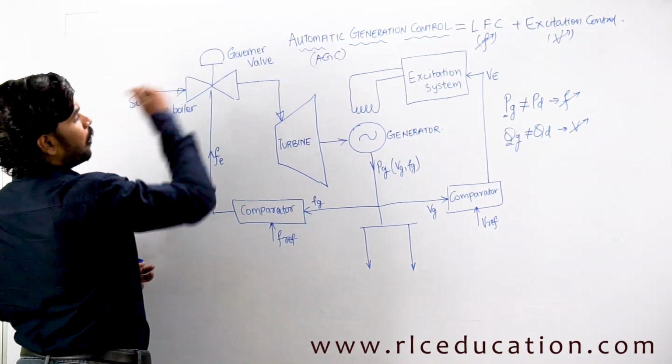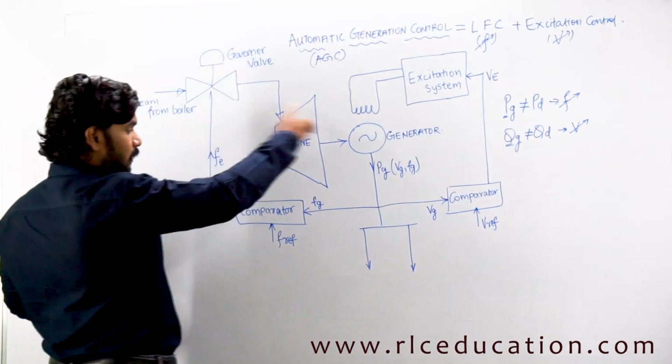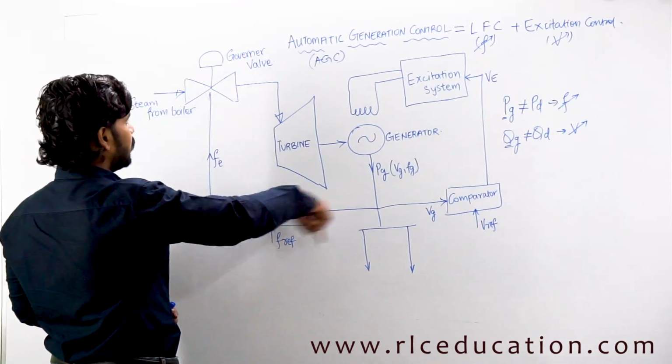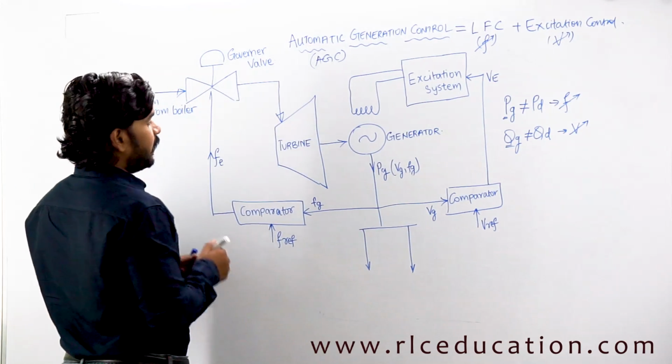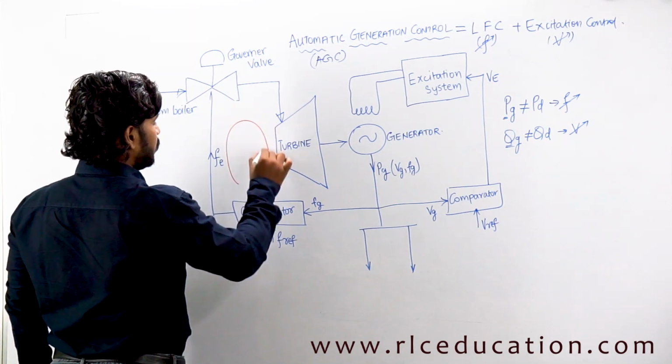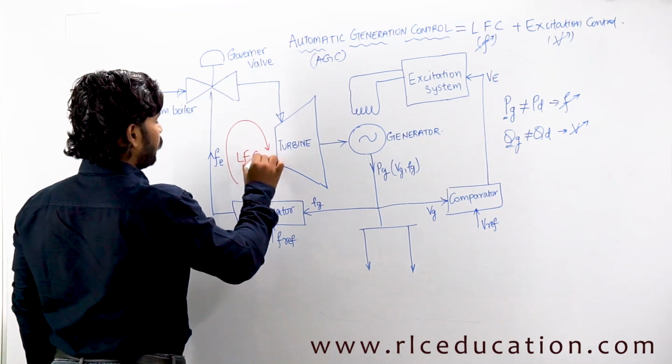will appropriately operate the generator valve. So this loop of controlling the frequency with the generator valve, and this kind of a closed loop system, is called the load frequency control loop. So this closed loop is called the load frequency control loop.